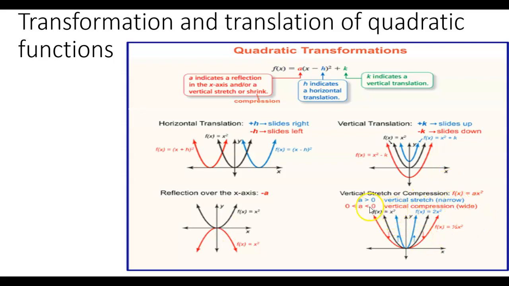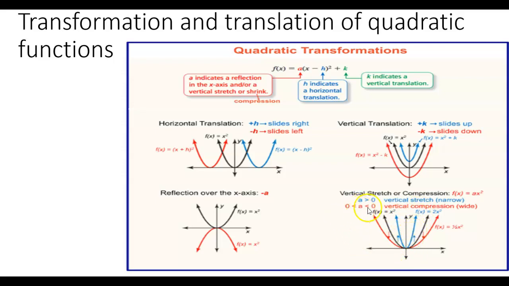And finally, if a is something different than 1, if it's less than 1, if it's between 0 and 1, it's going to compress it. It's going to make it wider. So you can see this is in red. And as we make a less than 1 approaching 0, the curve is going to get flatter and flatter, closer and closer to the x-axis, and vice versa. When we make a greater than 1, then it's going to be a vertical translation.